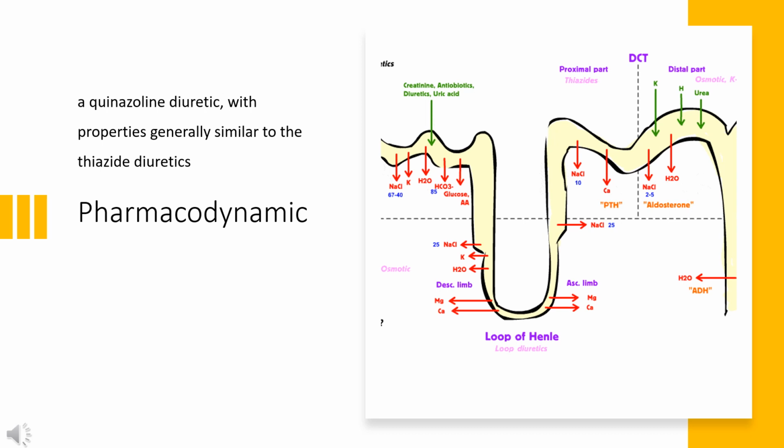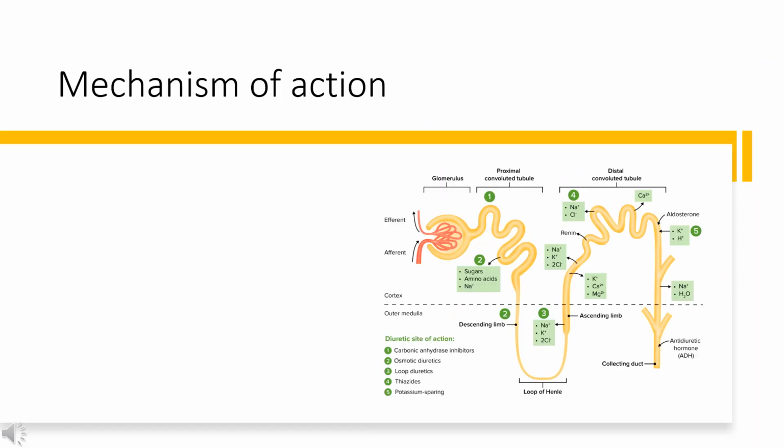Pharmacodynamics. Metolazone is a quinazoline diuretic, with properties generally similar to the thiazide diuretics. A proximal action of metolazone has been shown in humans by increased excretion of phosphate and magnesium ions and by a markedly increased fractional excretion of sodium in patients with severely compromised glomerular filtration. This action has been demonstrated in animals by micropuncture studies.